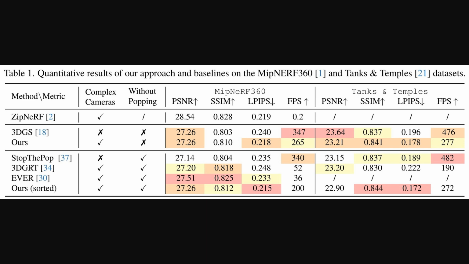But, well, check out the speed. 3DGUT runs at around 200 to 265 FPS on MipNeRF 360. That's still really fast, but a bit slower than the original 3DGS, which hits 347 FPS. However, it's significantly faster than ray tracing methods like 3DGRT at 52 FPS, which can also handle complex cameras. So it confirms comparable quality to 3DGS on standard tasks, while keeping most of that real-time speed.